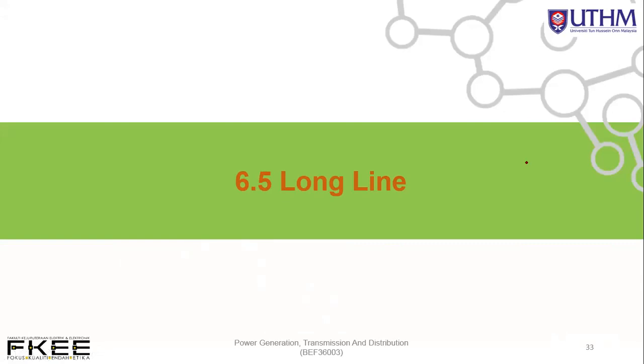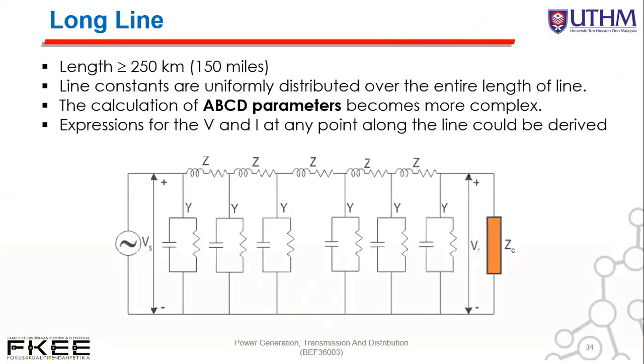Okay, now we will look at the case of the long line model. For the definition, a long line model is basically one where the length is more than 250 kilometers, which is more than 150 miles, and the line constants are uniformly distributed over the entire length of the line.